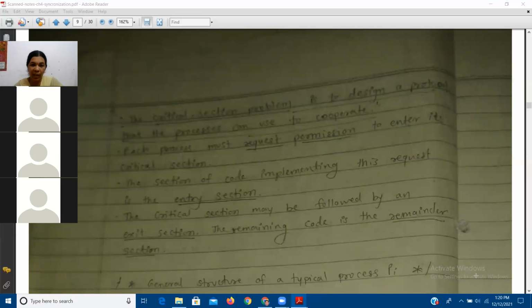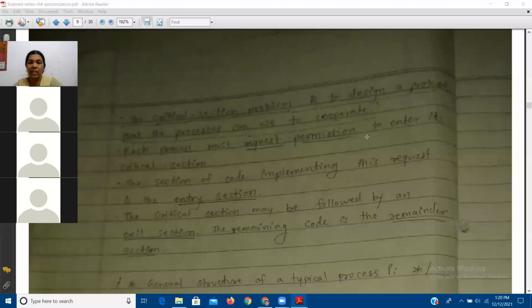So the resource will be utilized properly and all the processes will be going for execution without any problem. So all the processes will get executed and resources also get utilized. So this is called system performance being increased. So the critical section problem is to design a protocol that the processes can use to cooperate.